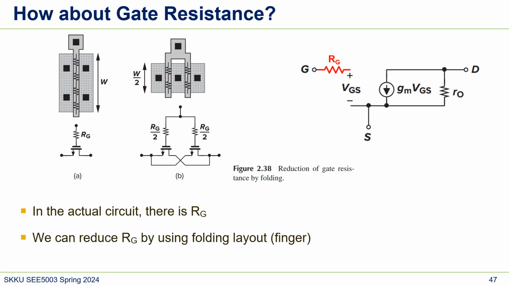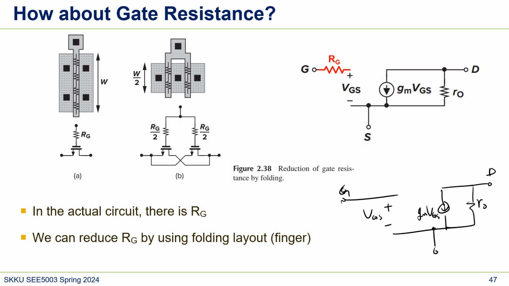In the textbook, there was one interesting problem, so I brought it into our small signal model. The small signal model just looked like this, with RO, GM VGS, and D, G, and S. But here we just said there's nothing, it's just shorted. But actually there's RG here, which we call the gate series resistance.